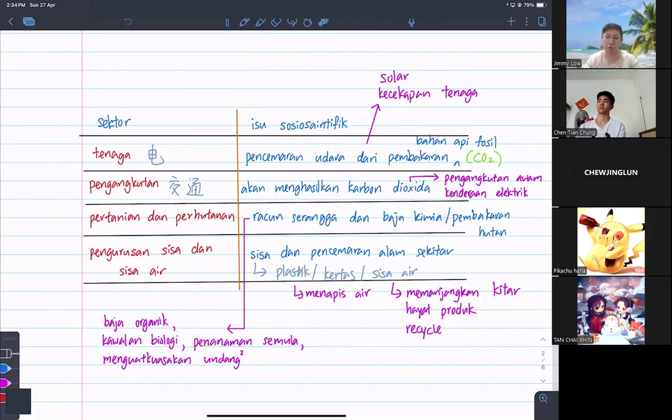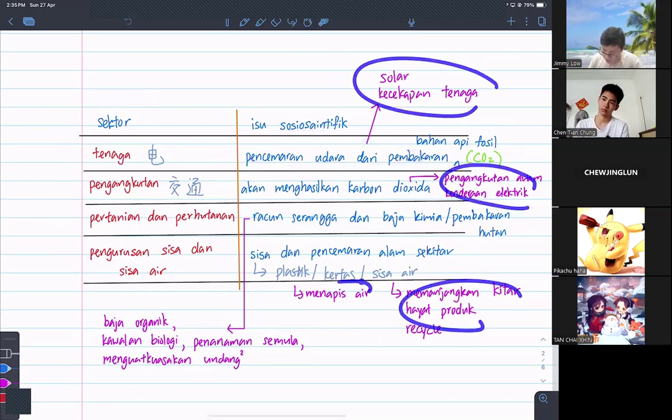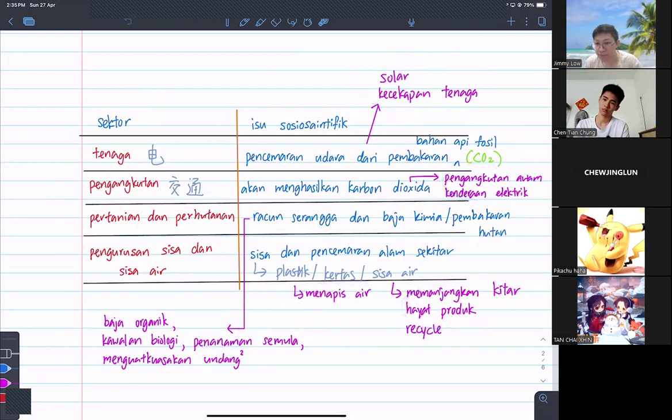A lot of people are so confused. In your Form 4 chapter 4, we have so many sectors, and they don't know how to deal with the questions. I've already summarized everything here in few words only. So this is your sector. We have only got 4 sectors to deal with. This is your issues, in blue color. And then the pink color word refers to the green technology, which is what we mentioned just now.